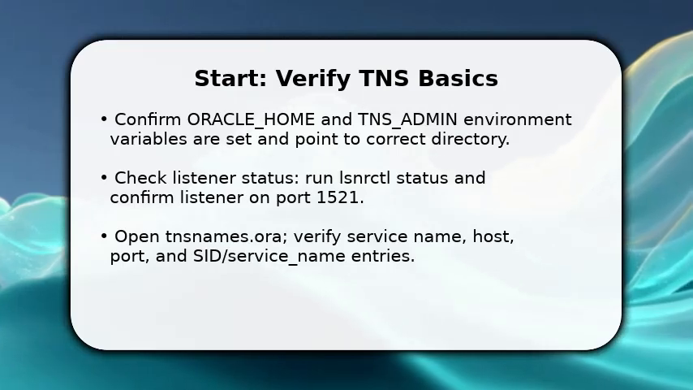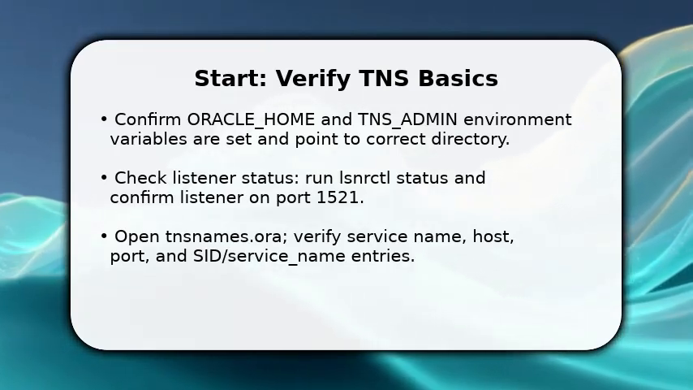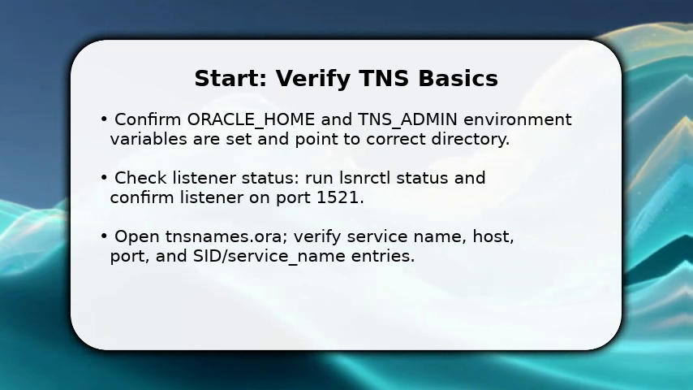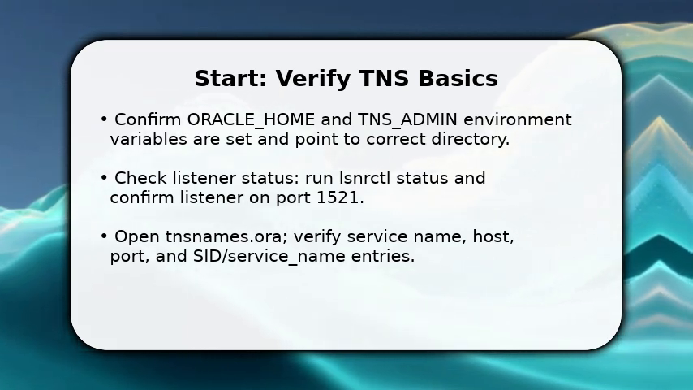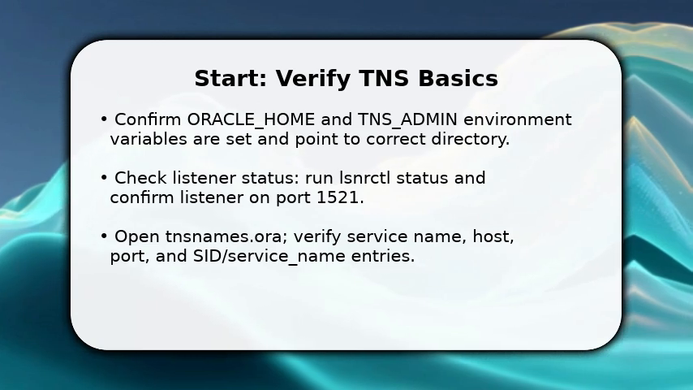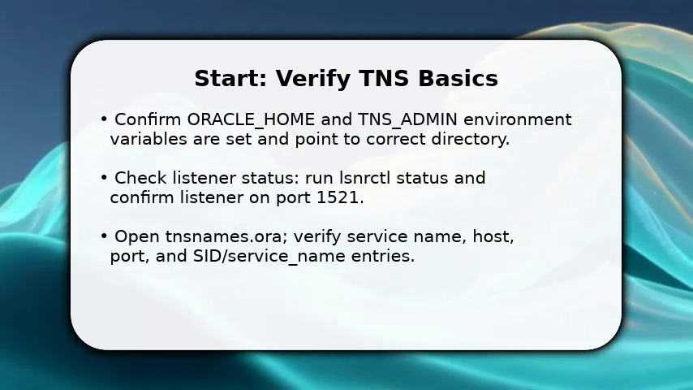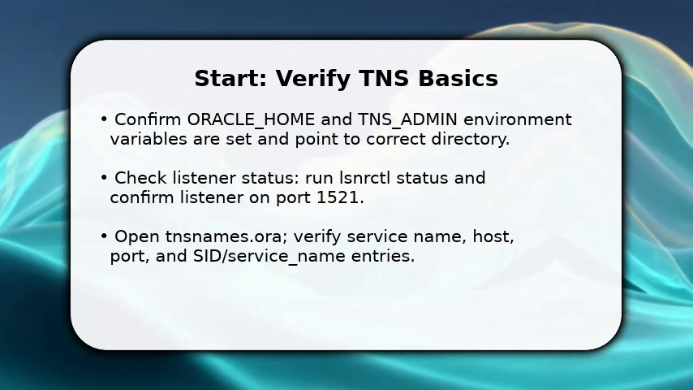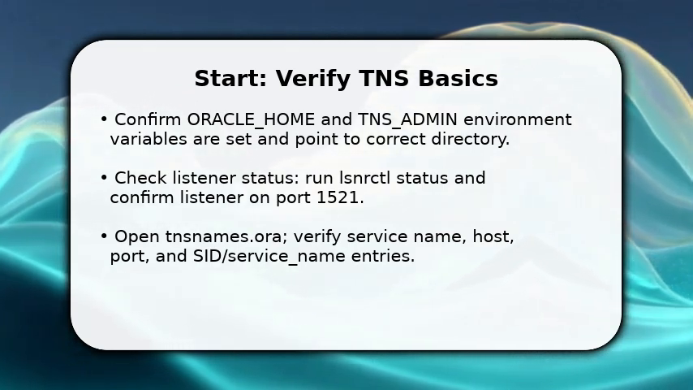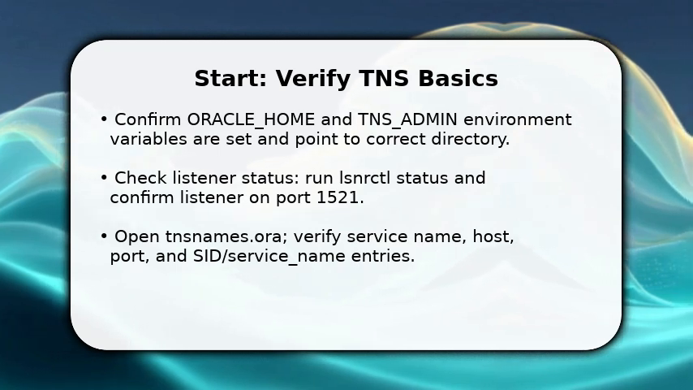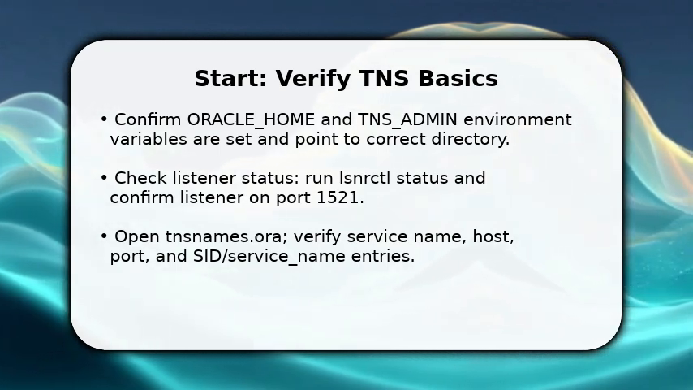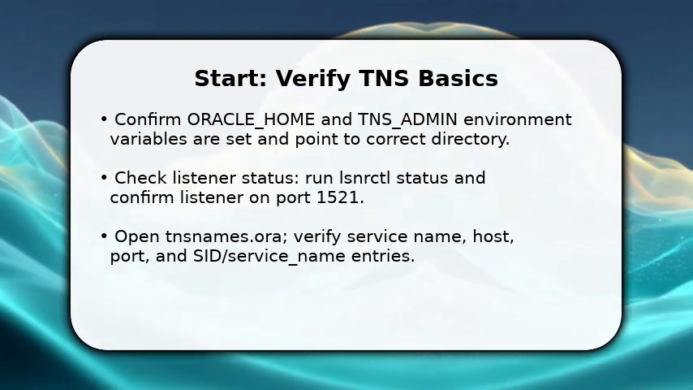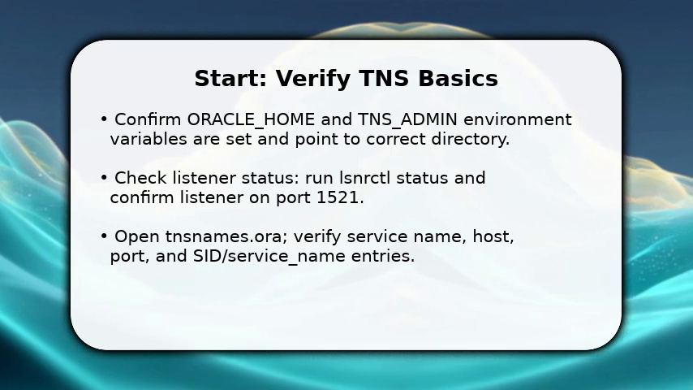You begin by confirming the essentials so you can act decisively. First, make sure Oracle Home and TNS_ADMIN point to the directory with tnsnames.ora. Once done, run lsnrctl status to confirm a listener is active and listening on 1521. If it's not, start it. Next, open tnsnames.ora and verify the service name, host, port, and SID or service name entries match the database server. These checks remove guesswork and let you apply targeted fixes immediately.